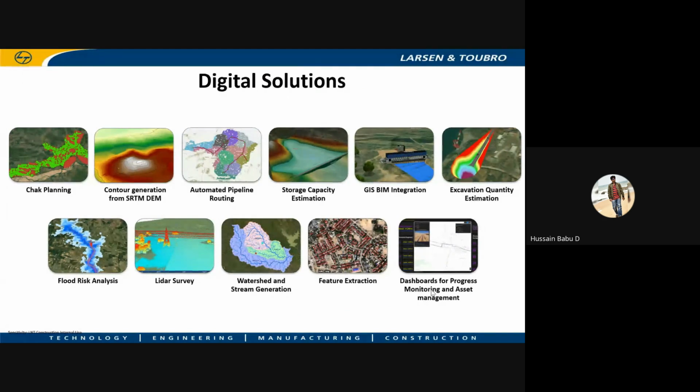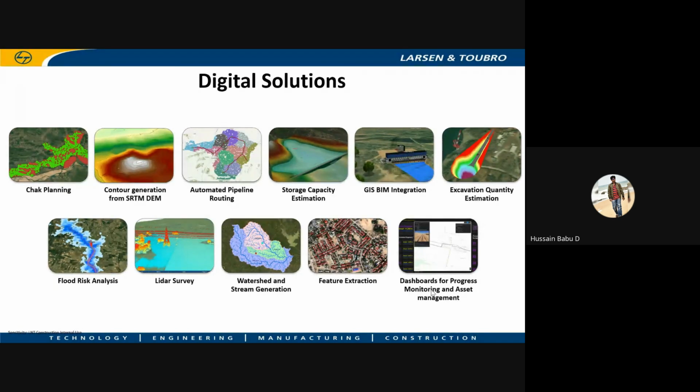These are some of the digital solutions which we are following for our irrigation projects particularly: automated chuck planning, contour generation from satellite DEM, automated pipeline routing for irrigation projects, storage capacity estimations for dams, GIS-BIM integration, excavation quantity estimations for pump houses and water intake structures, filter analysis, LiDAR survey for all of our projects, watershed and stream generation for hydrological analysis, feature extraction using deep learning technologies for our urban analysis, and dashboards for progress monitoring and access management.